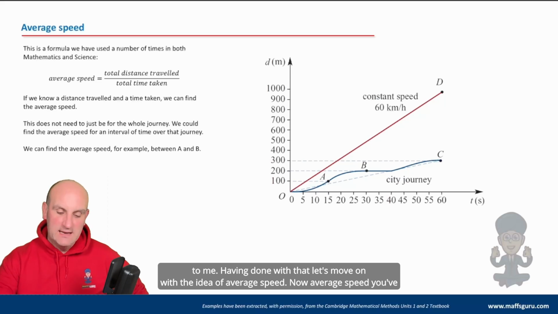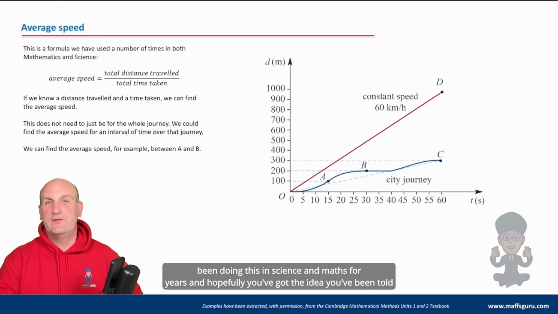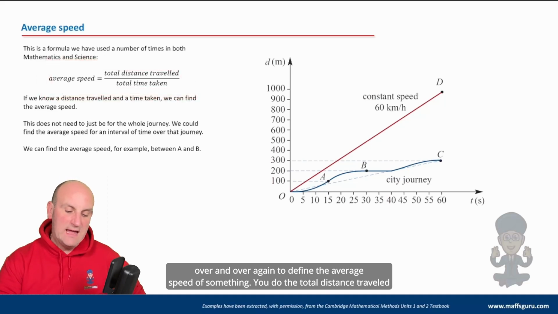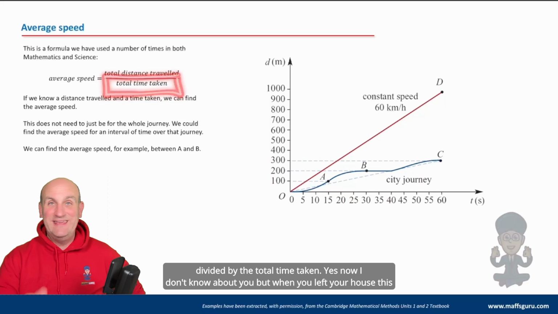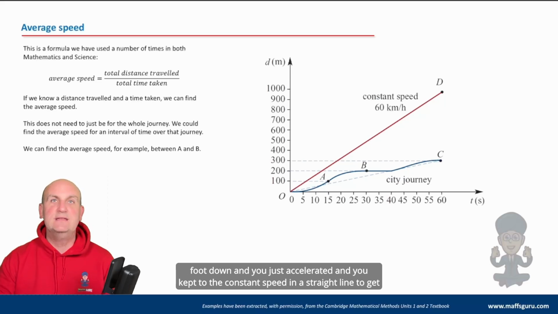Having done with that, let's move on with the idea of average speed. Now, average speed, you've been doing this in science and maths for years, and you've been told over and over again that to find the average speed of something, you do the total distance travelled divided by the total time taken. Now, I don't know about you, but when you left your house this morning for school or wherever you went and you got in the car, I very much doubt that you put your foot down and just accelerated and kept at a constant speed in a straight line to get to where you wanted.